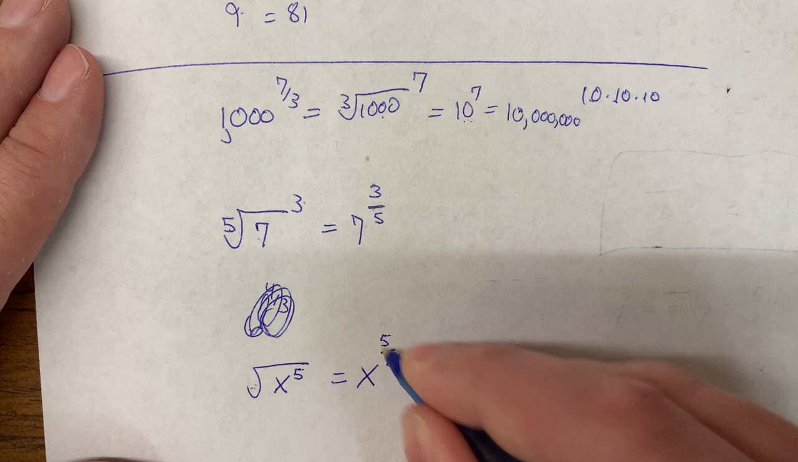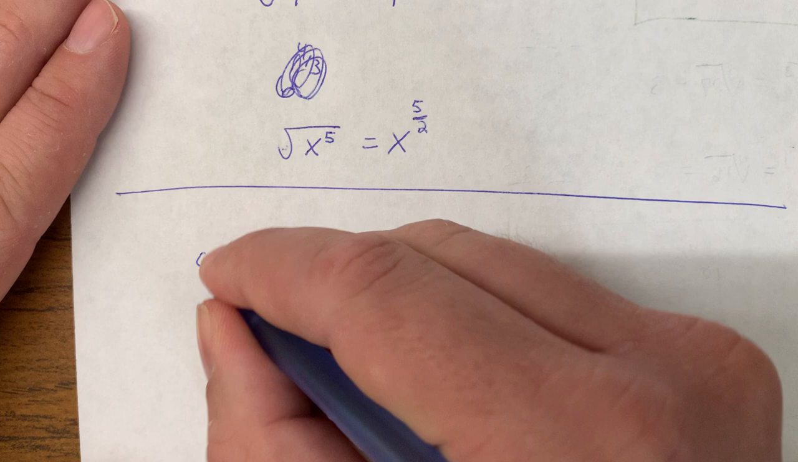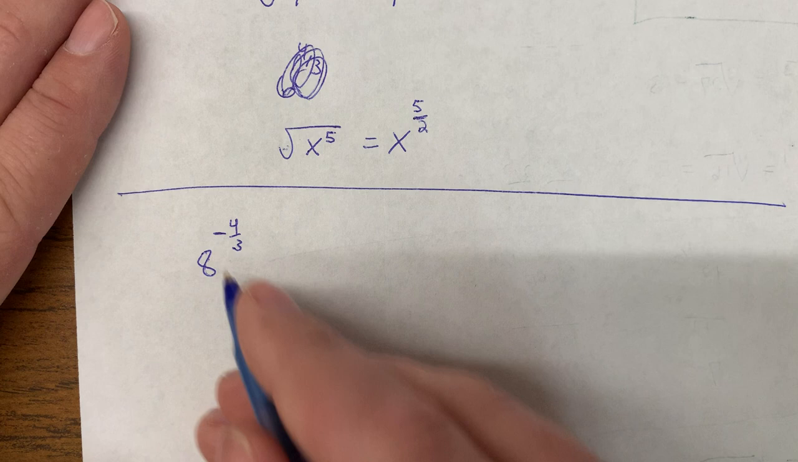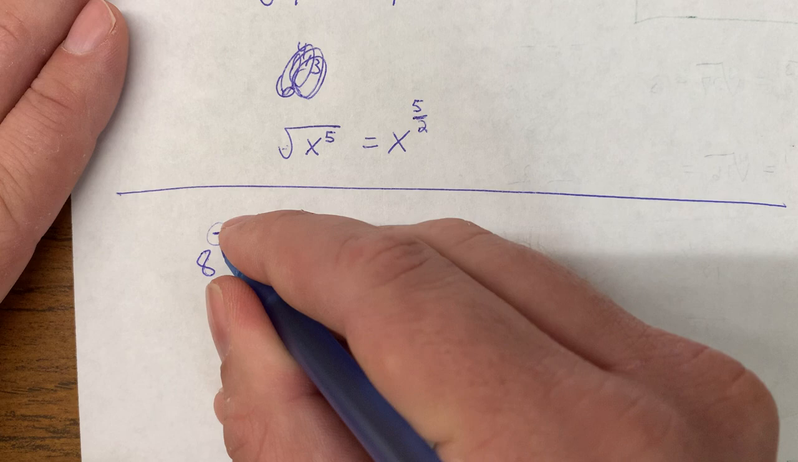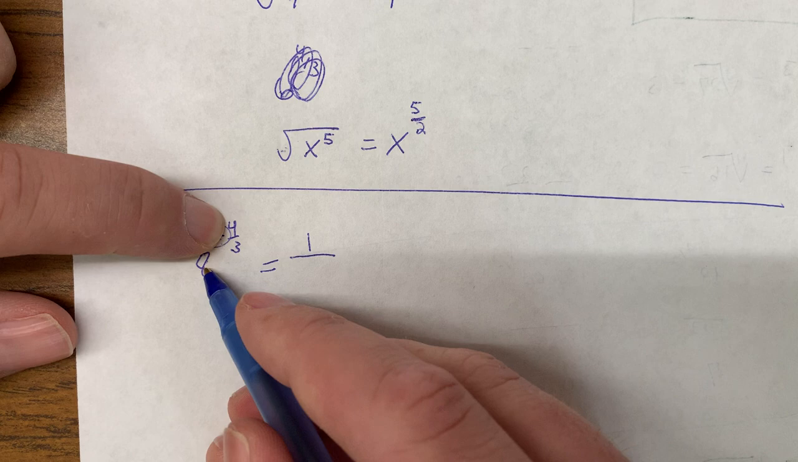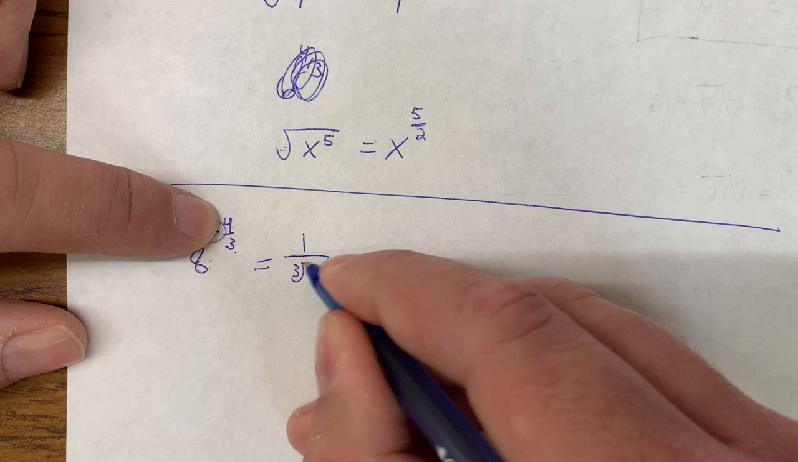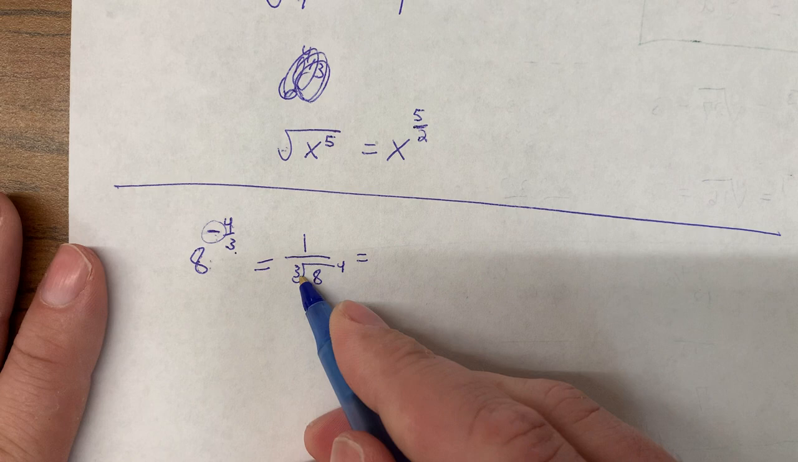The last type of exponent we want to be able to evaluate is when there's negative with fractions. So let's say we have 8 to the negative 4/3 power. Well, a negative exponent, let's remember, means to divide. So when there's a negative exponent, it's 1 divided by, and then it's just going to be 8 to the 4/3 power. So we treat it like if this was positive. 8 to the 4/3 power, the denominator is the root, and it's to the 4th power. So it's 1 divided by the cube root of 8 to the 4th power.